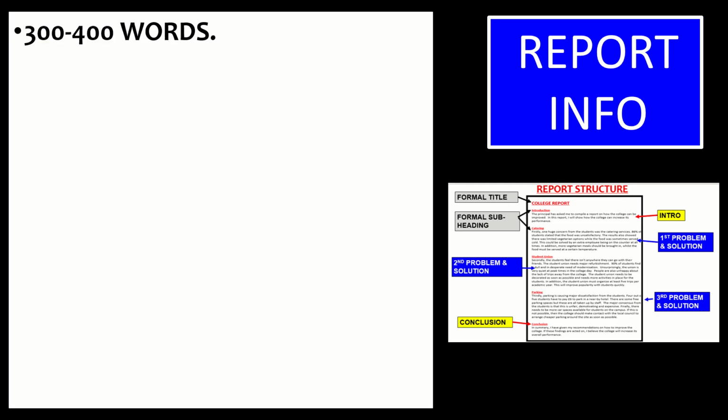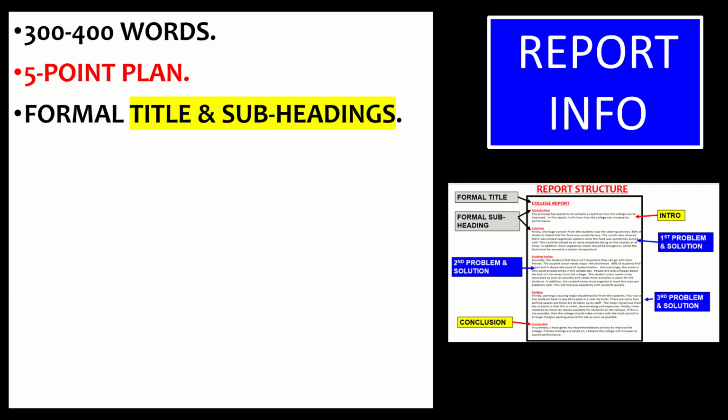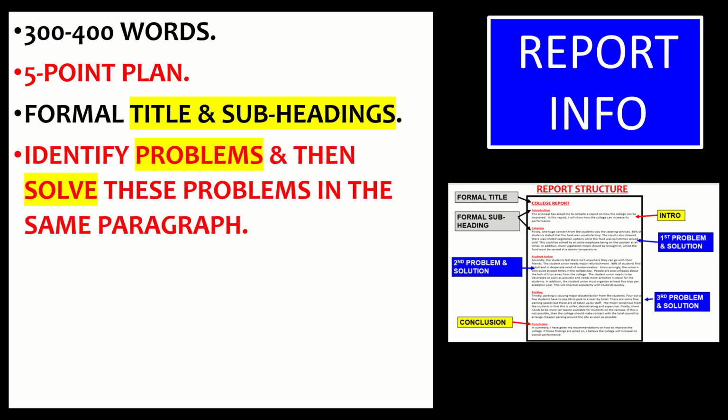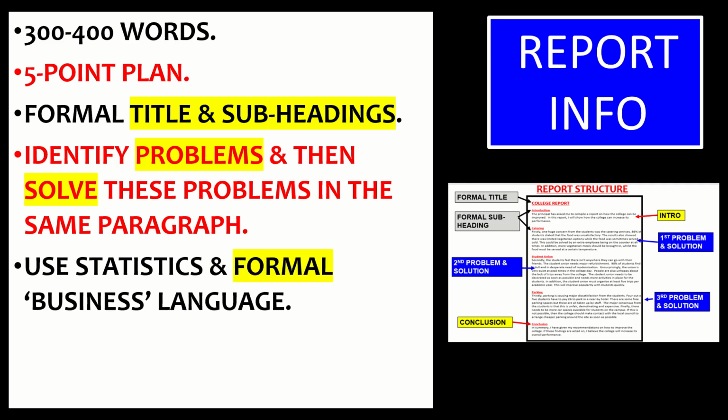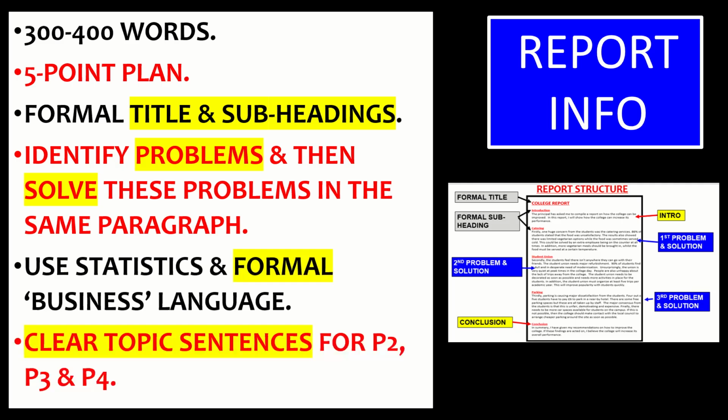Okay, so report info as well: 300 to 400 words. Do a 5-point plan, formal title and subheading. I didn't mention that earlier in the PowerPoint, but if you look at my structure, I haven't just got subheadings for intro and conclusion. For my catering one, I've got catering, student union, parking, and I've got little subheadings. Identify the problems and solve these problems in the same paragraph. Use statistics and formal business language in your report. And make sure you've got clear topic sentences for paragraphs 2, 3 and 4.